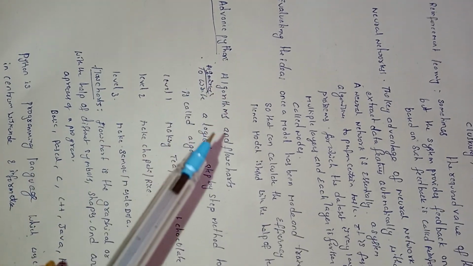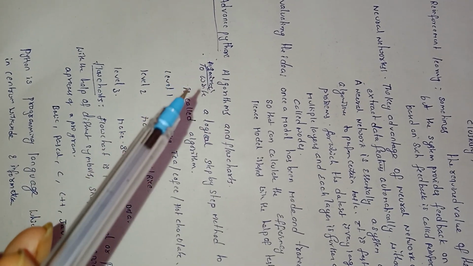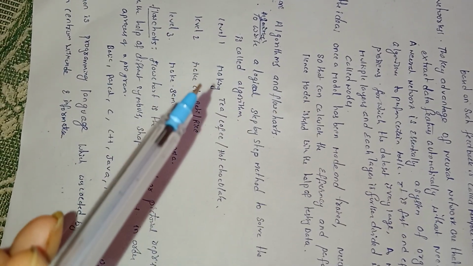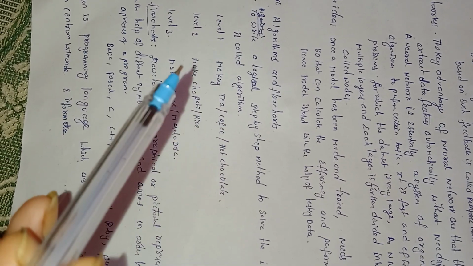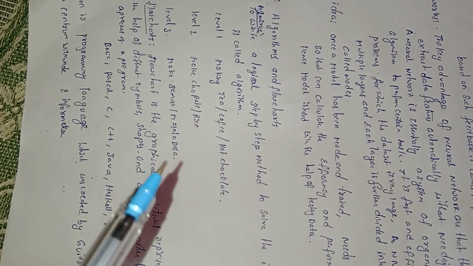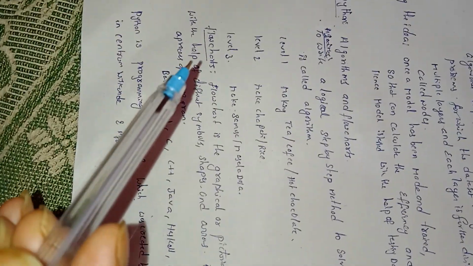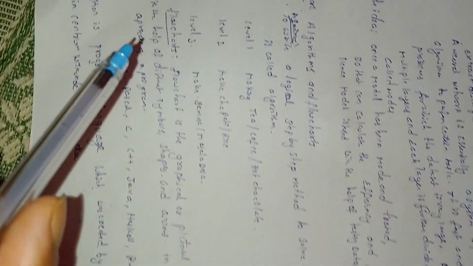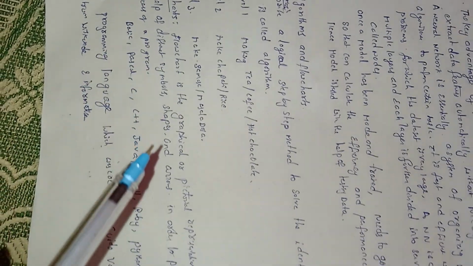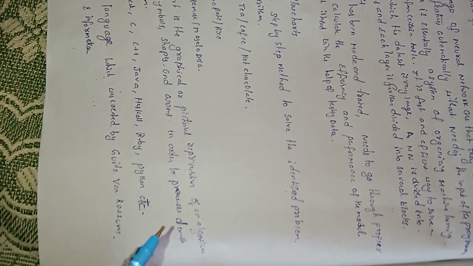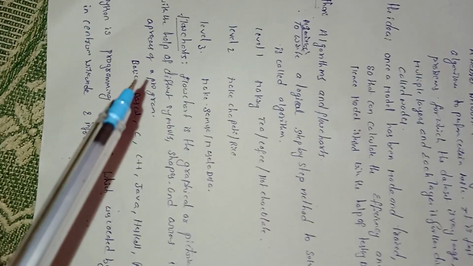Advanced Python, algorithms and flowcharts. Algorithm: writing a step by step method to solve the identified problem is called an algorithm. Level 1: making tea, hot coffee, chapati or rice, samosa or masala dosa. Flowchart: a flowchart is a graphical, pictorial representation of an algorithm with the help of different symbols, shapes and arrows in order to process data, the process of a program.